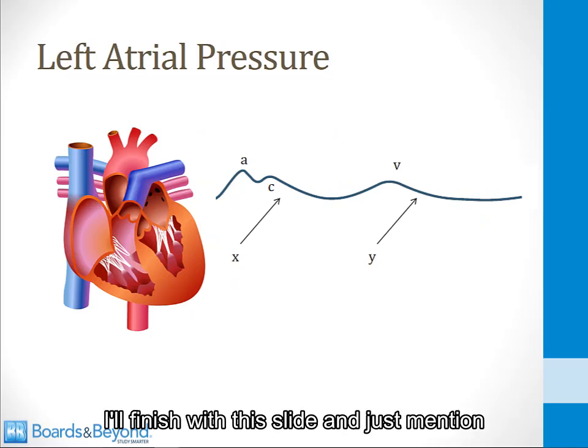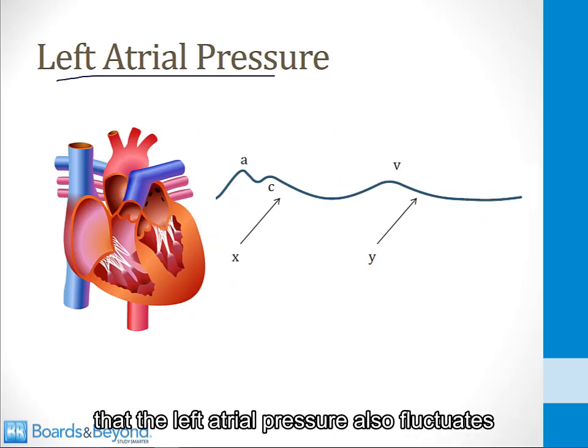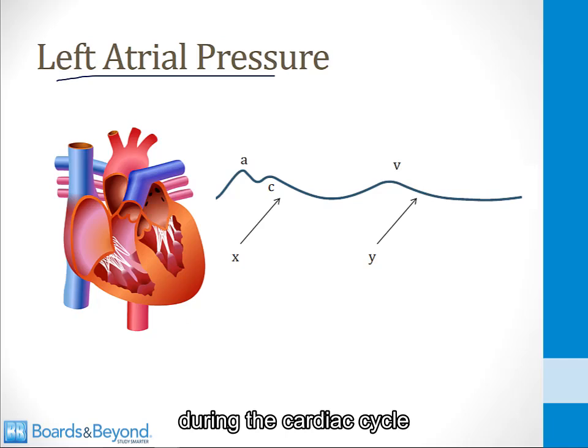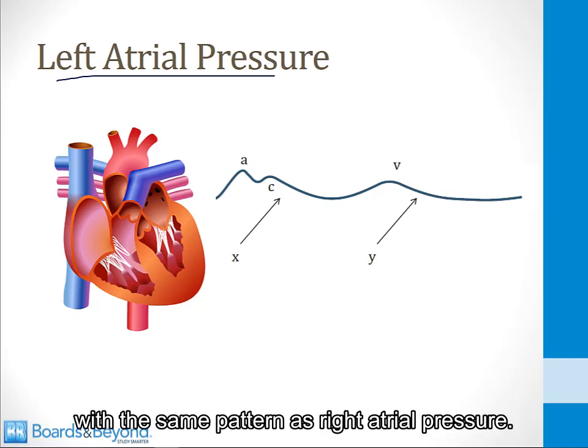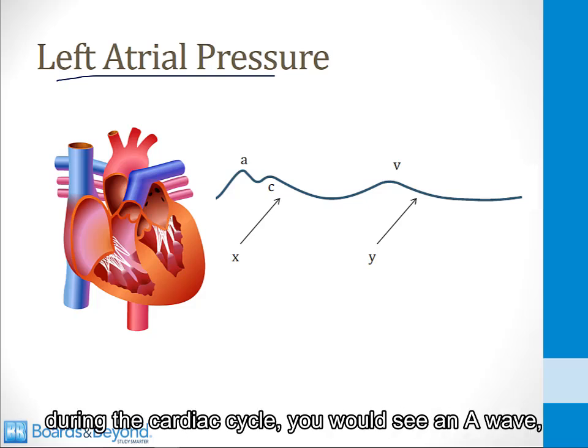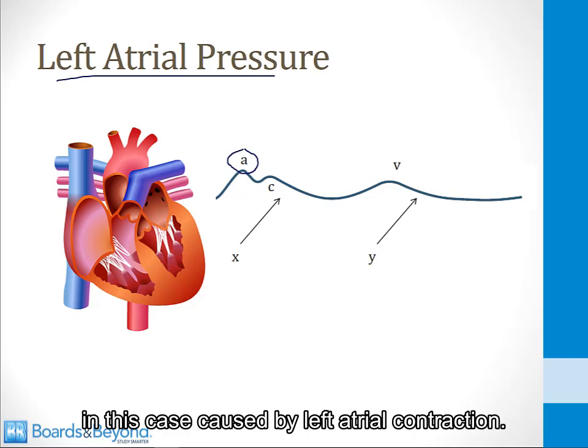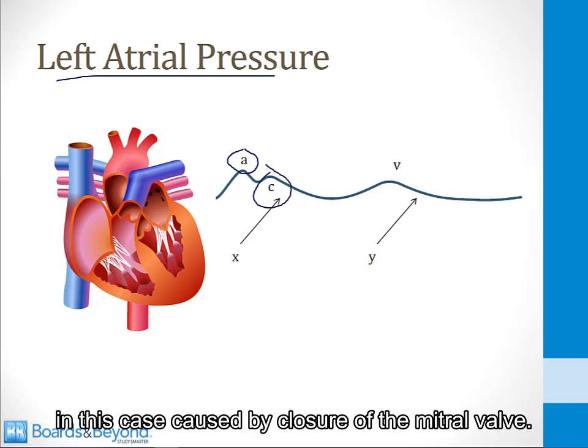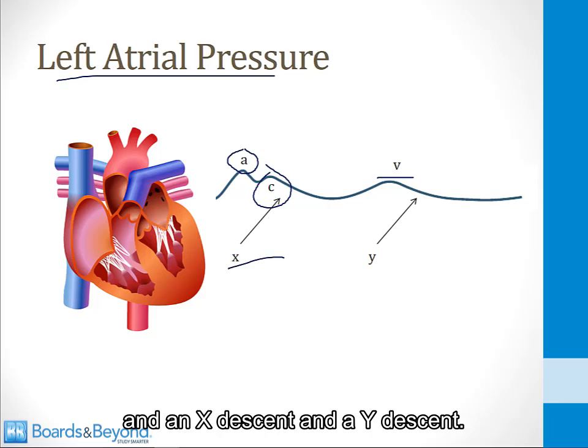I'll finish with this slide and just mention that the left atrial pressure also fluctuates during the cardiac cycle with the same pattern as right atrial pressure. If you record pressure changes in the left atrium during the cardiac cycle, you would see an A wave, in this case caused by left atrial contraction. You would also see a C wave, in this case caused by closure of the mitral valve. And you would also see a V wave and an X descent and a Y descent.